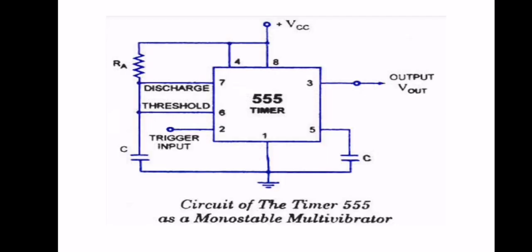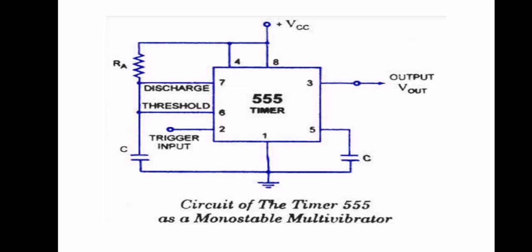The best way to explain a monostable multivibrator is by explaining it using its diagram. As we can look at the diagram, pin 1 is grounded. The trigger input is applied to pin 2. In the quiescent condition of the output, this input is kept at VCC, as you can see.